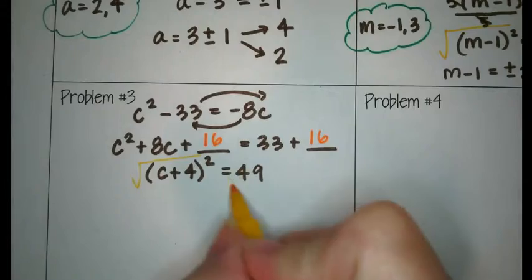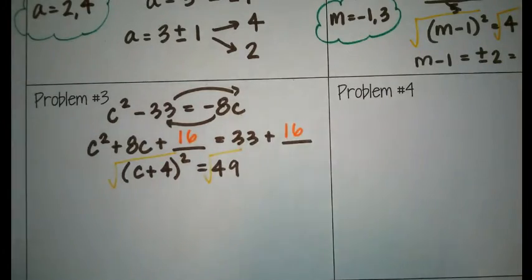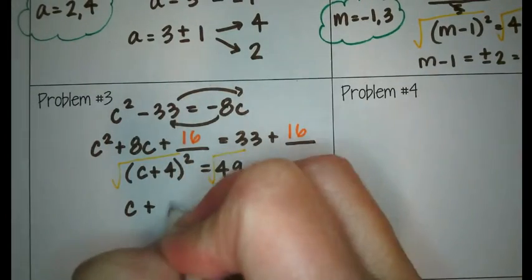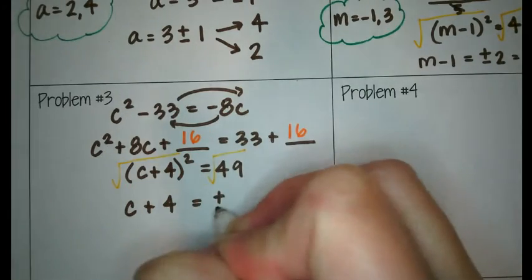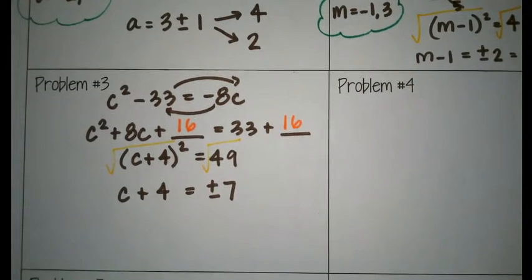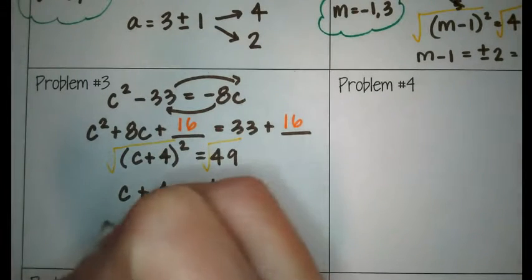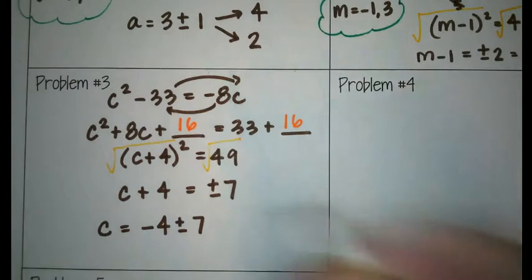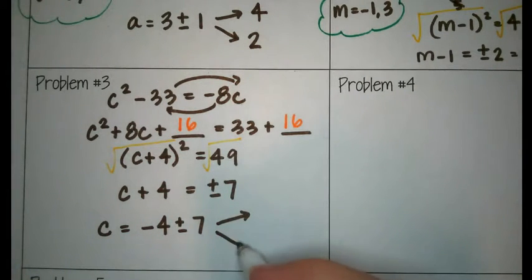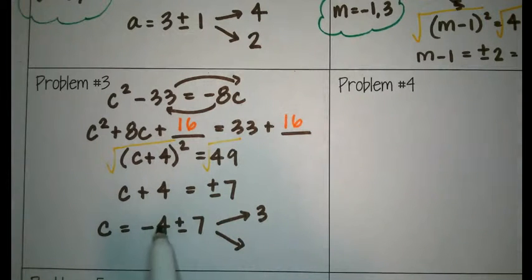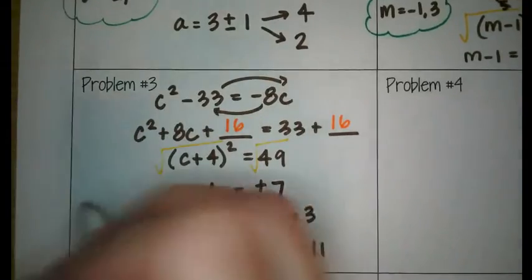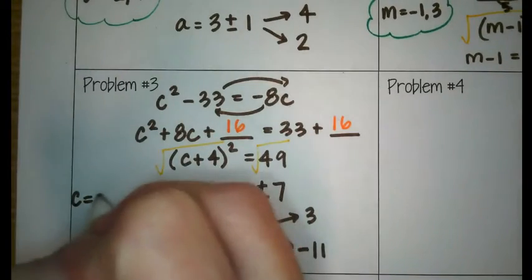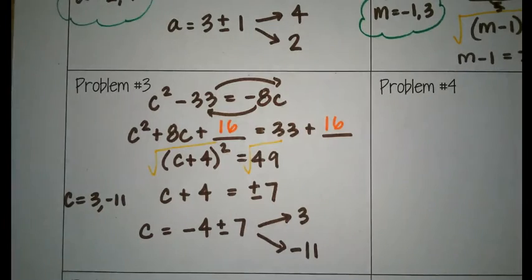Take the square root of both sides. So c plus 4 equals positive or negative 7. Then I need to subtract 4 from both sides. So c is negative 4 plus or minus 7. So the two answers are negative 4 plus 7 would be 3, and negative 4 minus 7 would be negative 11. So c could be 3 or negative 11.